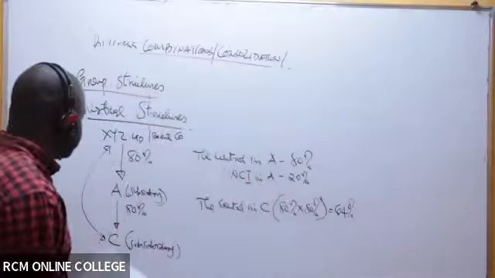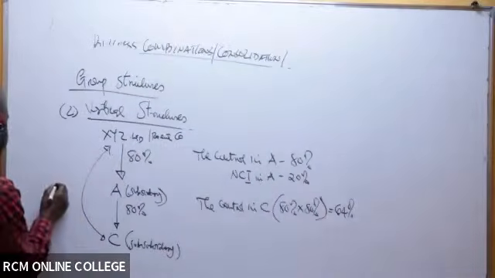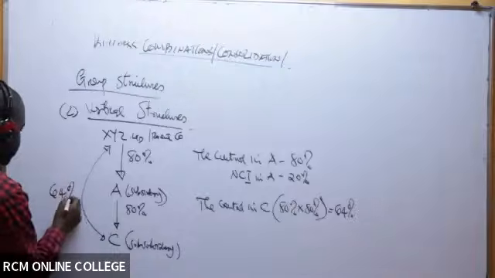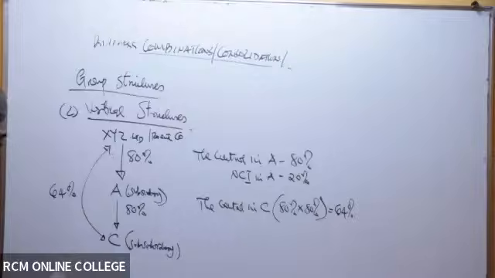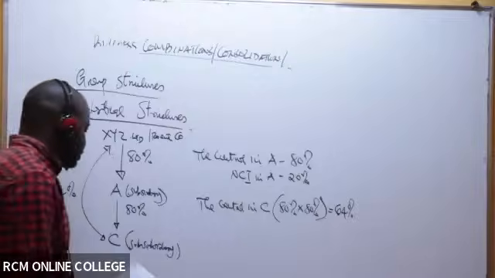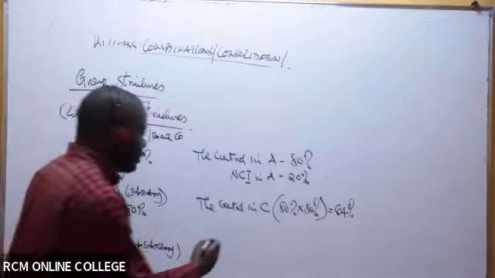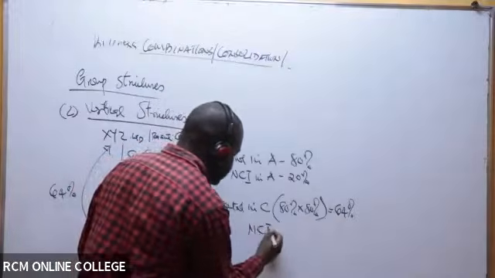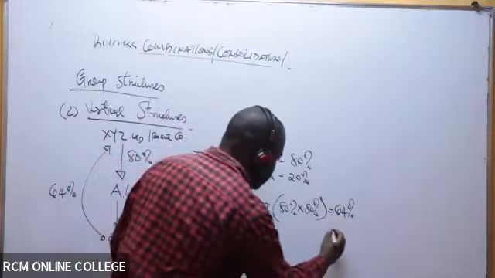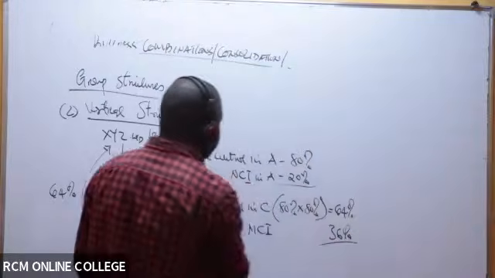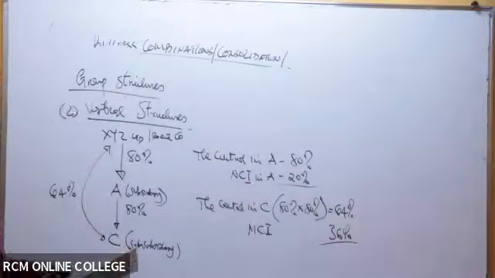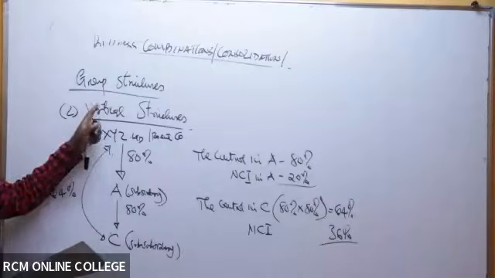64%. So the control here is actually 64%. This one indirectly controls this one by 64%. Therefore, the direct non-controlling interest in C will likely be 36%, because it must add up. And that is what we mean by vertical. You can see it is going down.